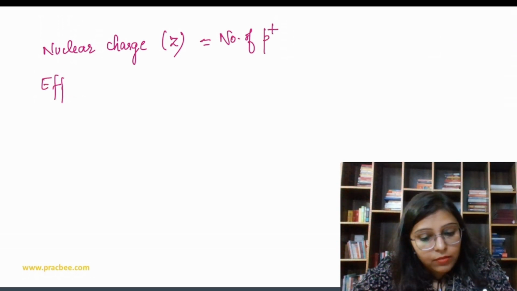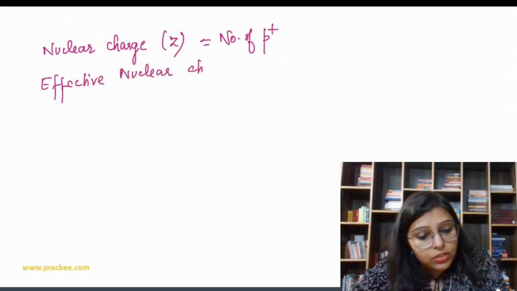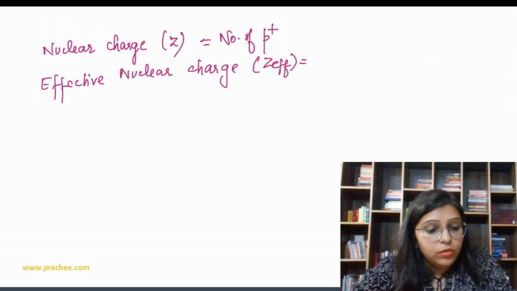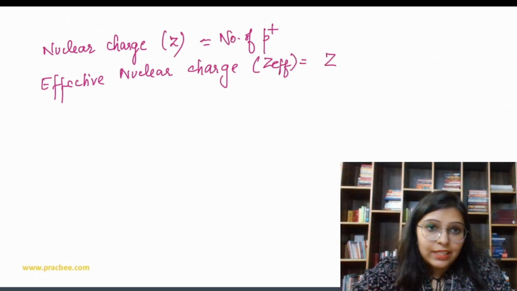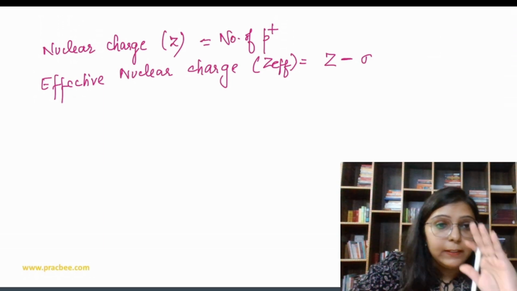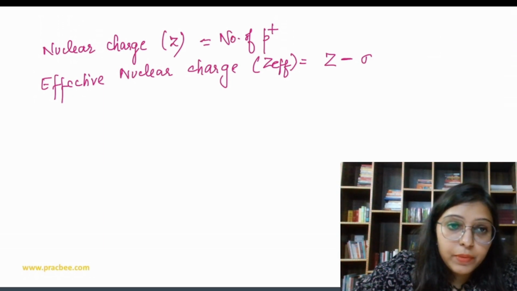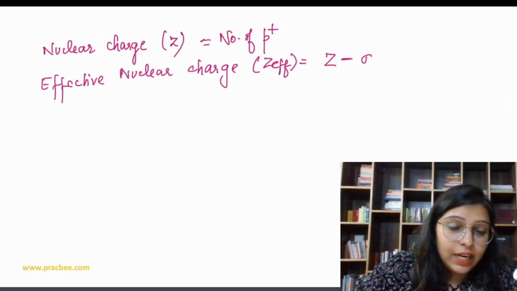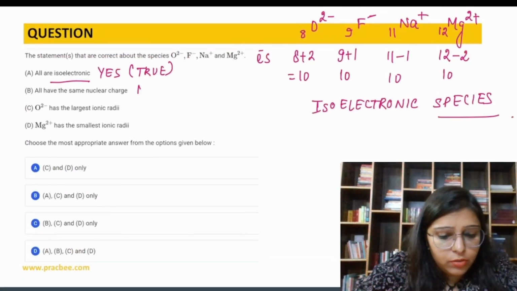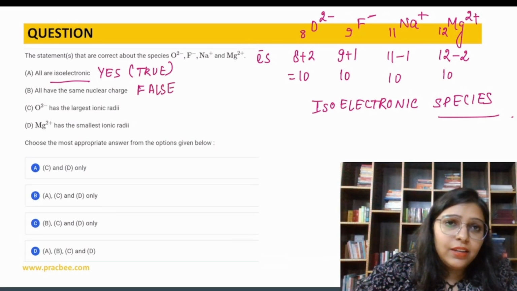And what is effective nuclear charge? Effective nuclear charge, that is Z effective, and it is equal to the total number of protons minus the force of repulsion due to the electrons or inner electrons. So we have to subtract the magnitude of the shielding effect. That's how we can calculate effective nuclear charge. So that is going to be different. So this is incorrect. Now, O2 minus has the largest ionic radius.